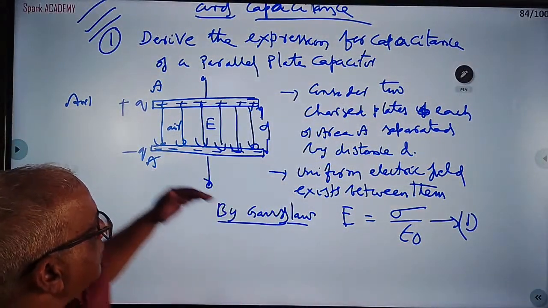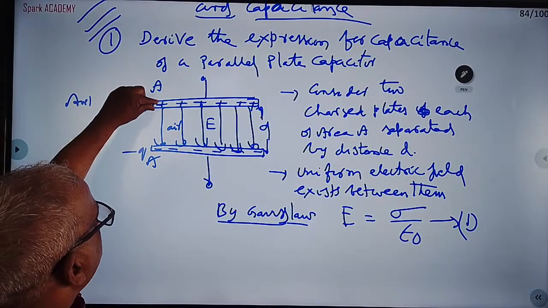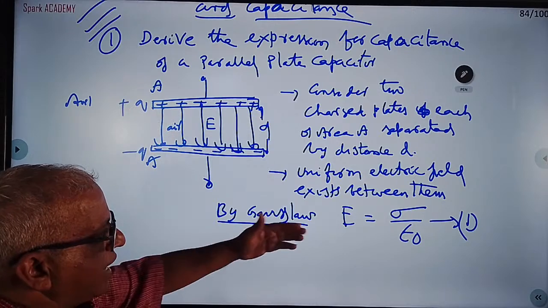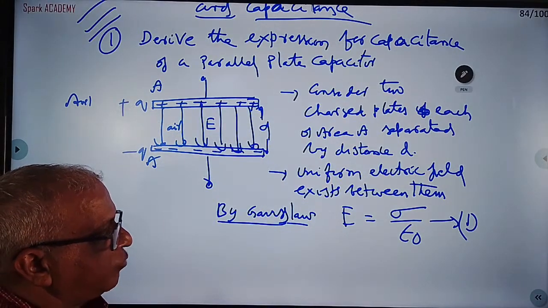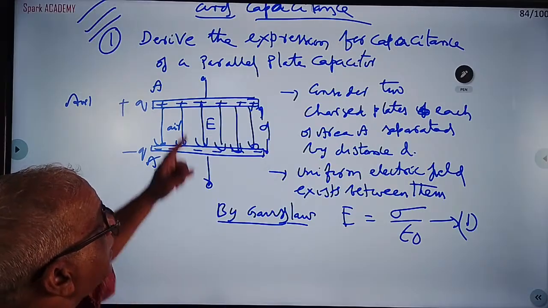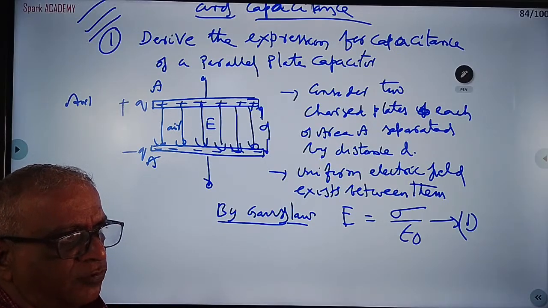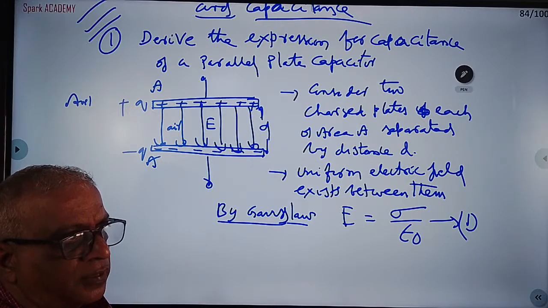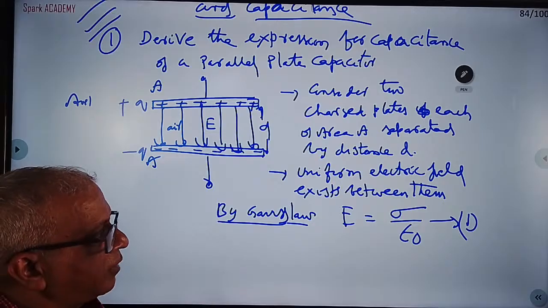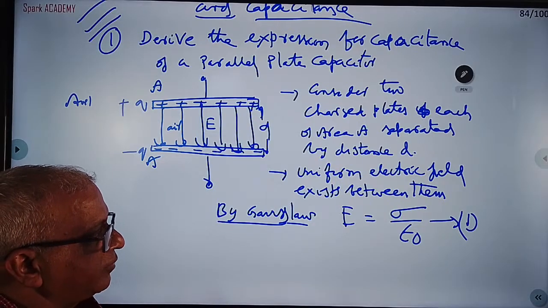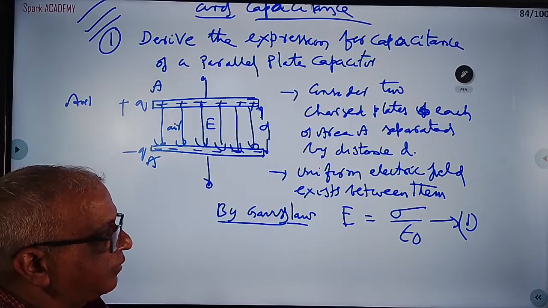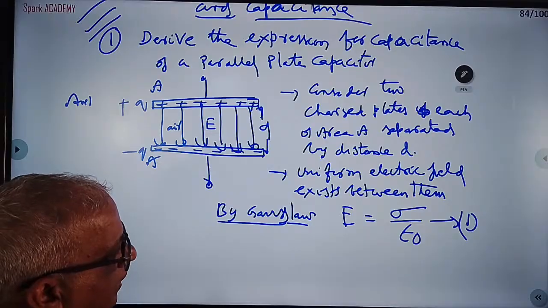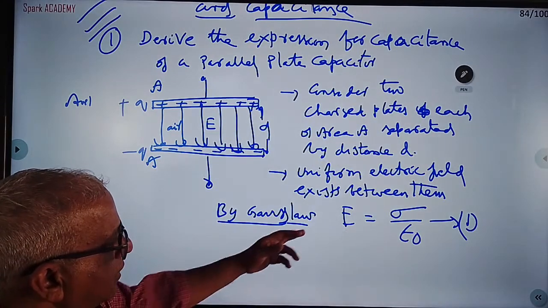How are you getting sigma by epsilon naught? In some books, this plate will give you sigma by 2 epsilon naught, and this plate will give you sigma by 2 epsilon naught in between them. You add them: sigma by epsilon naught is a combination of sigma by 2 epsilon naught plus sigma by 2 epsilon naught. Because one plate, according to Gauss law, will give you sigma by 2 epsilon naught anywhere. The second plate also will give you sigma by 2 epsilon naught. Both together will give you sigma by epsilon naught. But you can write directly: sigma is the surface charge density, epsilon naught is the permittivity, and by Gauss law the electric field.